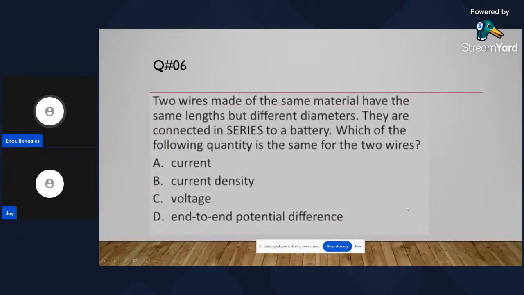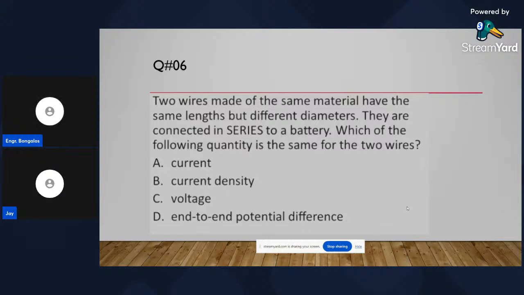Okay, so question number 6. Two wires made of the same material at the same length but different diameters are connected in series to a battery. Which of the following quantities is the same for the two wires?